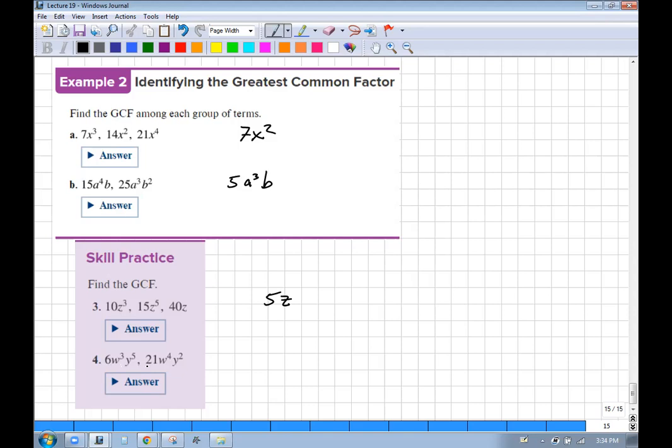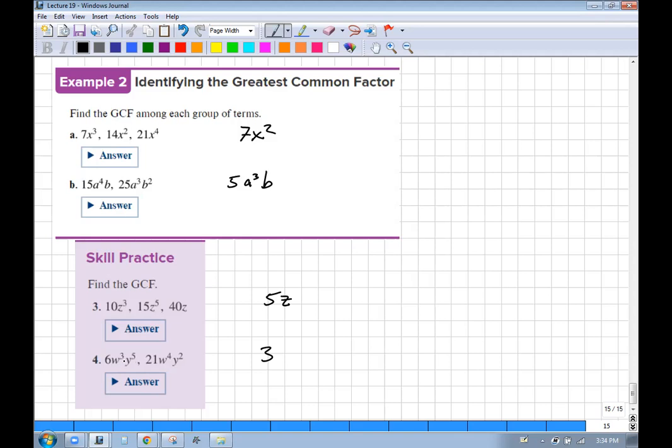A 6 and a 21, the biggest number, let's see. 6 times 3 is 18. You can't get a 6 out of 21. They are both divisible by 3, however. All right, you can get a 3 out of 6, you can get a 3 out of 21.